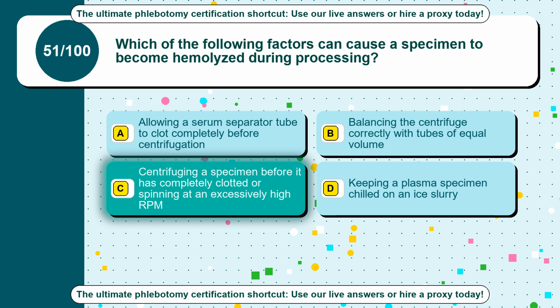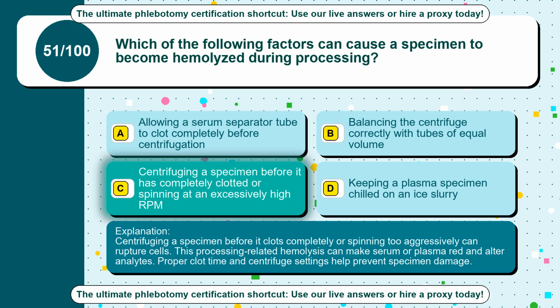Centrifuging a specimen before it has completely clotted or spinning at an excessively high RPM. Centrifuging a specimen before it clots completely or spinning too aggressively can rupture cells. This processing-related hemolysis can make serum or plasma red and alter analytes. Proper clot time and centrifuge settings help prevent specimen damage.